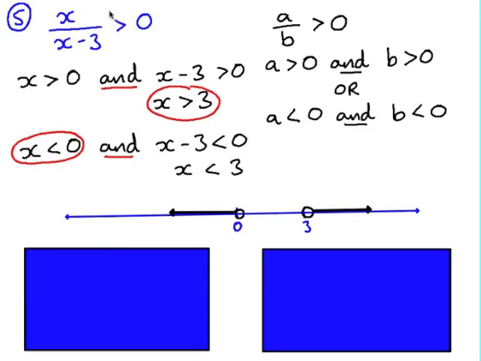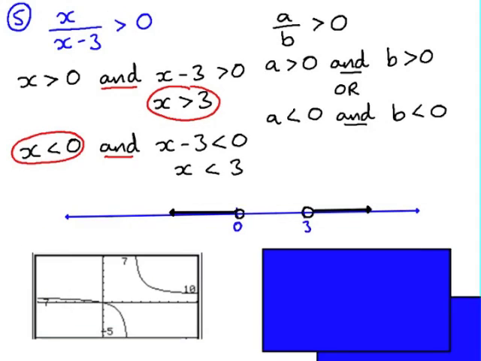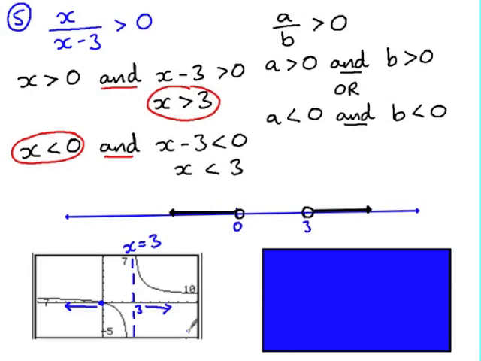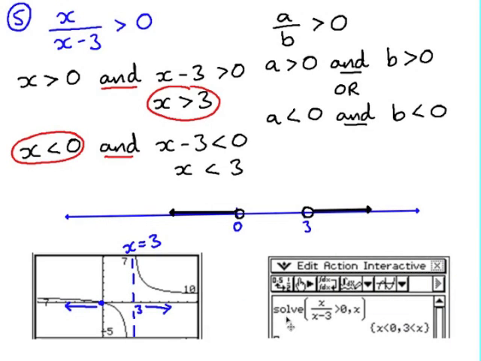If we plot the graph of y equals x over x take 3, it looks like this. And you can see that the values of x when the function is greater than 0 are anything where x is less than 0, and also we actually have an asymptote here. Values of x to the right of that asymptote also result in positive values of the function. And again, you should check that you are able to solve an inequality such as this using your ClassPad to get the two possible solutions.